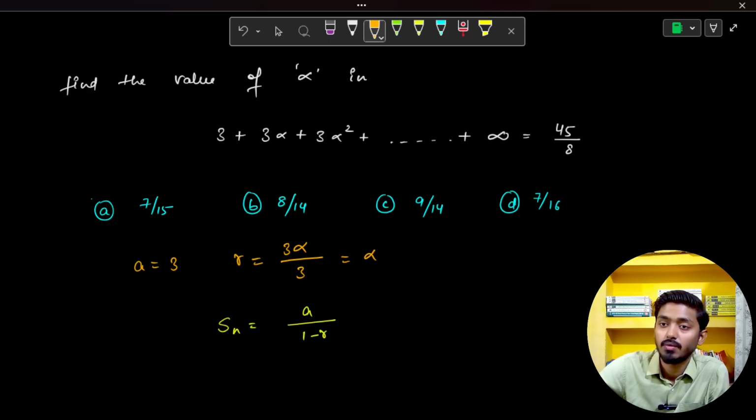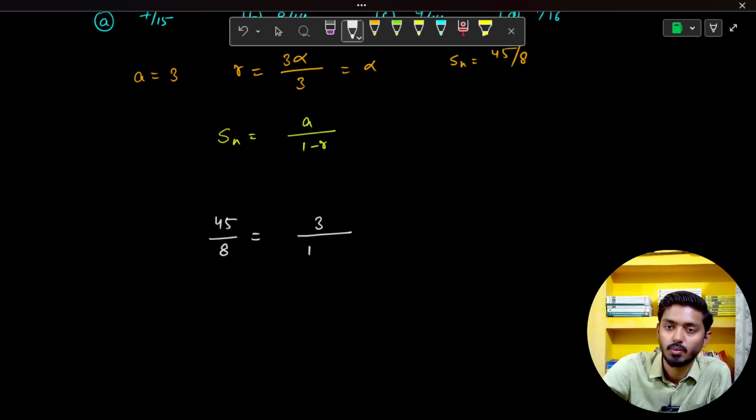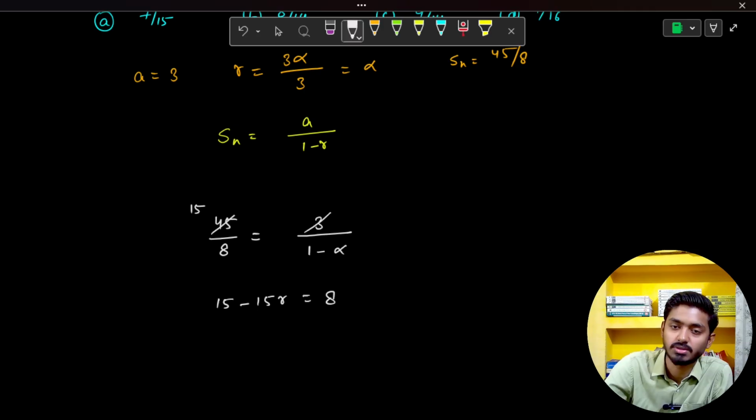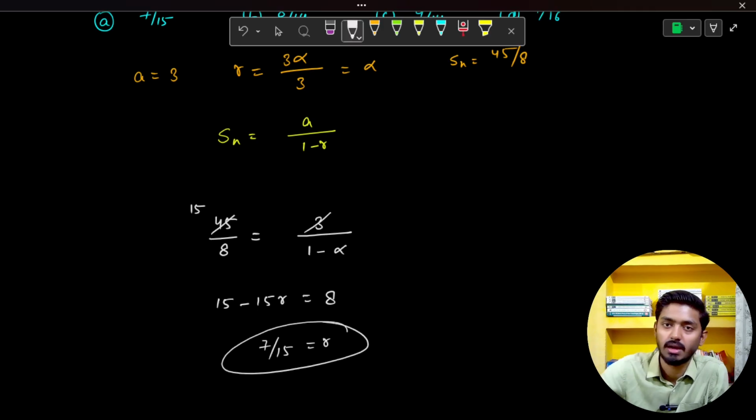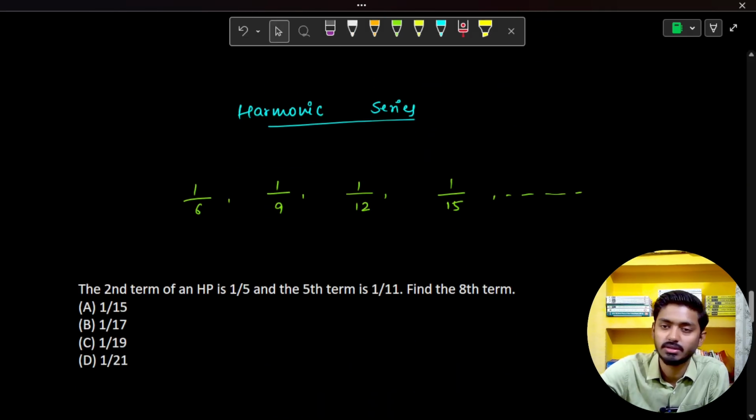Now over here the sum as well is given, which is 45 by 8. We'll put down the values: 45 by 8 equals a, which is 3, by 1 minus r, which is alpha. Let's try to solve this. We'll cancel 45 by 3. It will be 15. 15 minus 15r equals 8. That would be 7 by 15. r would be equal to 7 by 15, which is option A. Simple. Need to learn the formulas, guys.